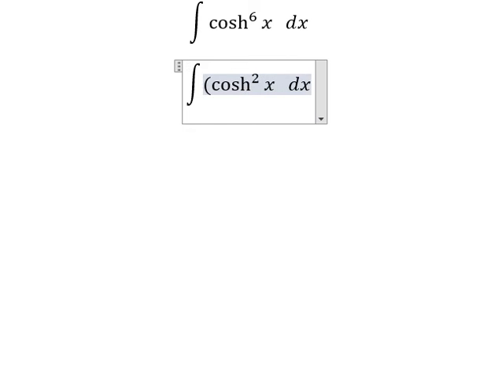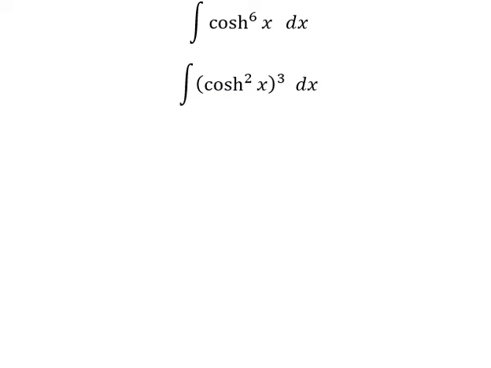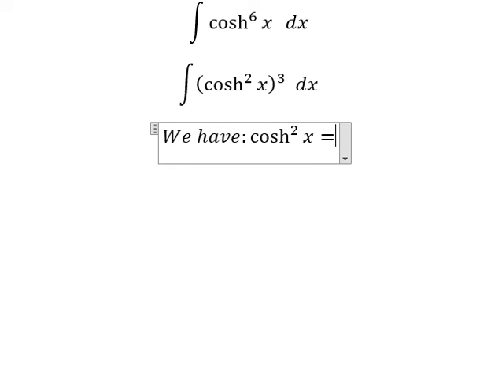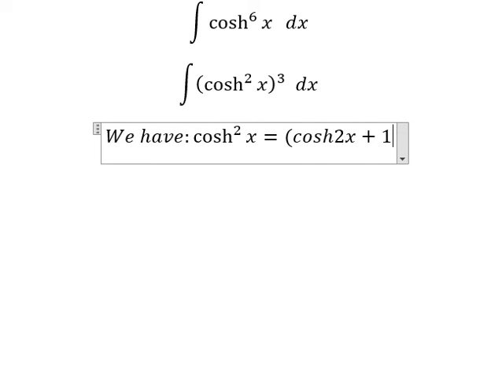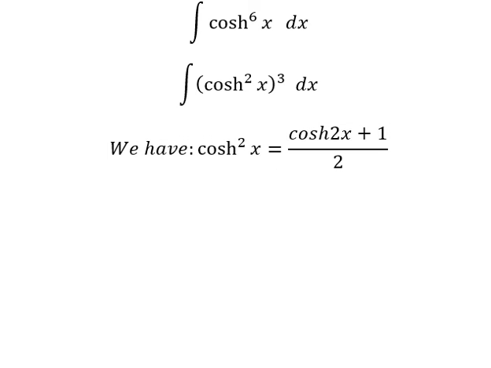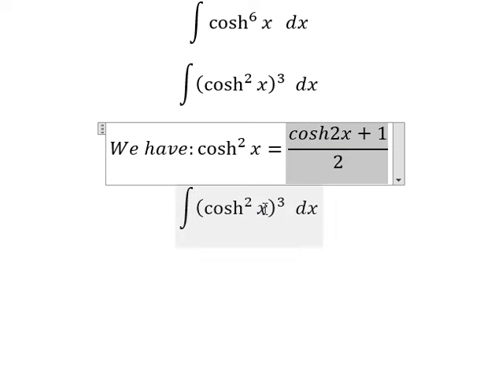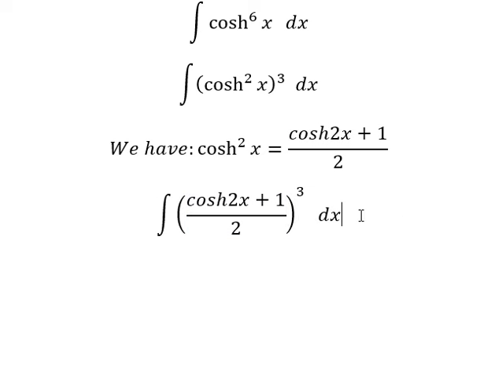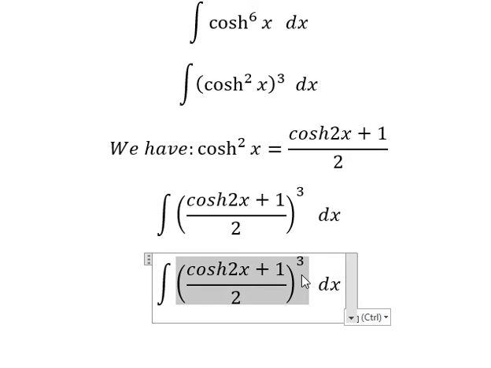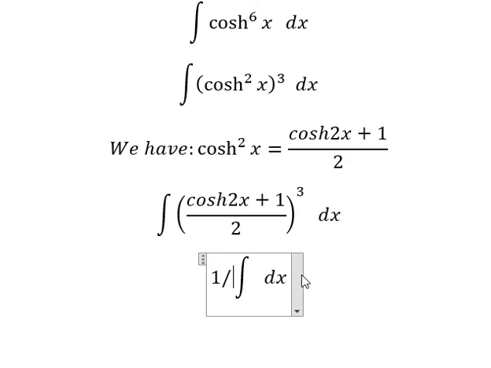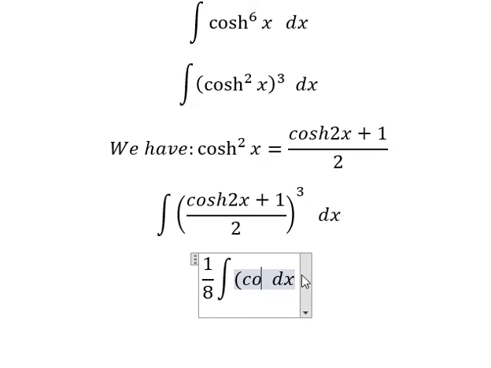We have the formula in here. So we can put in cosh squared to the power of 3. So the next one, we have cosh squared equals cosh 2x plus 1 over 2. So I will put this one going here. Next, we need to expand this one, and we have 1 over 8, I will put in here.